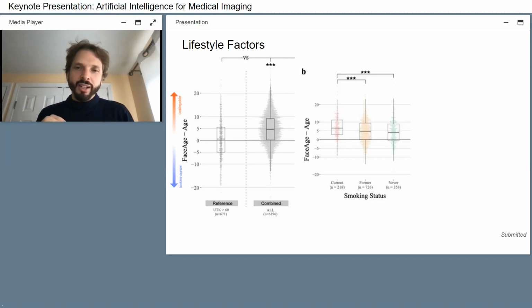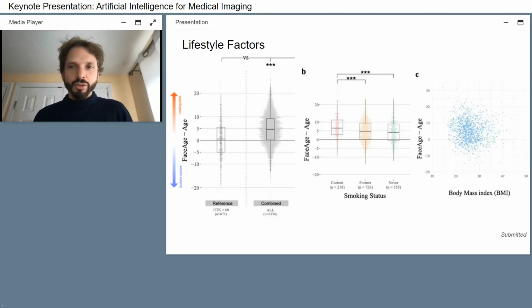But what is very interesting there is that the current smokers also looked significantly older than the former smokers, but there was no difference between the former smokers and the never smokers, at least not a statistically significant difference. So this means that there's almost like a reversible effect, right? When you start smoking, you start aging more rapidly, but if you stop smoking, there's also a reversible effect that can be measured in these photographs.